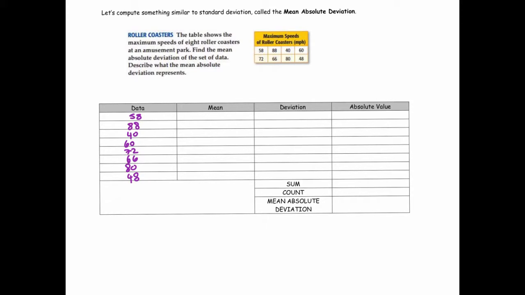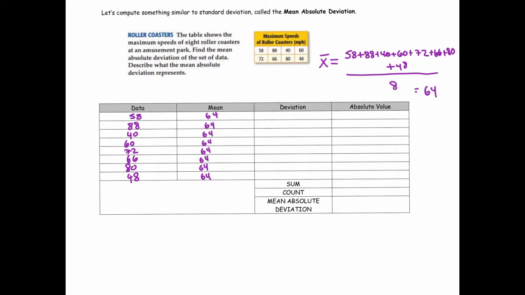Okay, the next thing we're going to want to do is find the mean. So if we add those up, and divide by 8, I've done this ahead of time. I believe you get a 64. Okay, so there's our mean. So we're going to just copy the mean down in every single entry next to our data values.